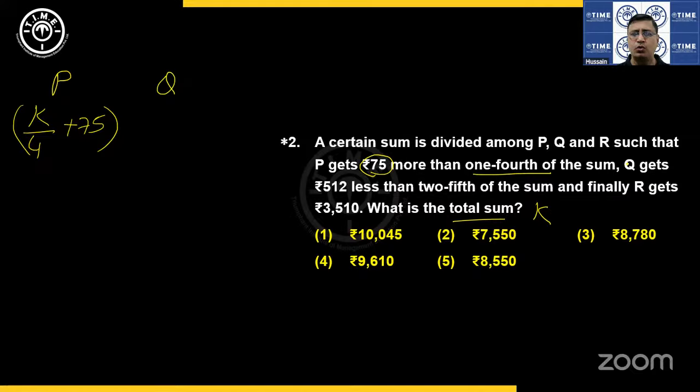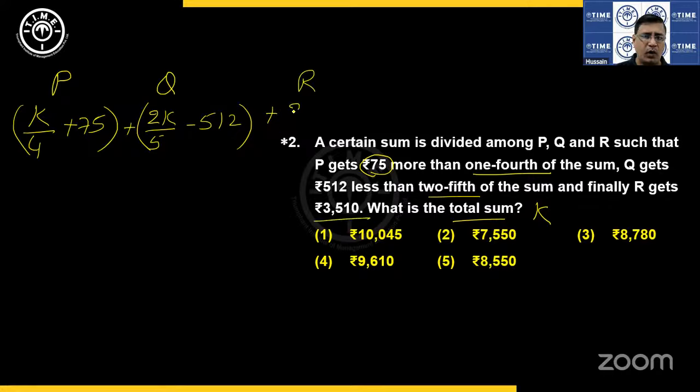What about Q? Q gets 512 less than 2/5 of the sum. 2/5 of the sum is 2/5 of K minus 512. That is the Q value. What about R? R is equal to 3510. By adding all these, we get the total value. What is the total value? That is K, the total sum. Here, the total sum is to be found.